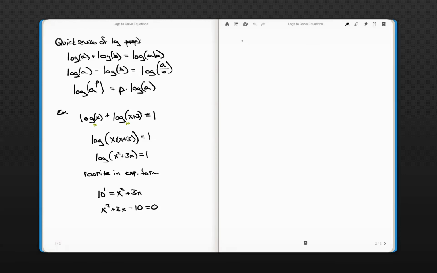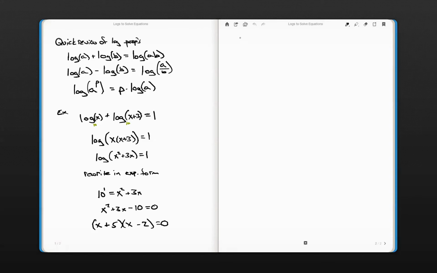Now, this is just a quadratic. I wonder if I can factor this thing. In fact, I'll factor it down here. So I know I need an x times an x. And let's see, multiplies to negative 10 adds to positive 3, so I'm going to say plus 5 and minus 2. Does that work? X squared plus 5x minus 2x. Yep, that's plus 3x minus 10.